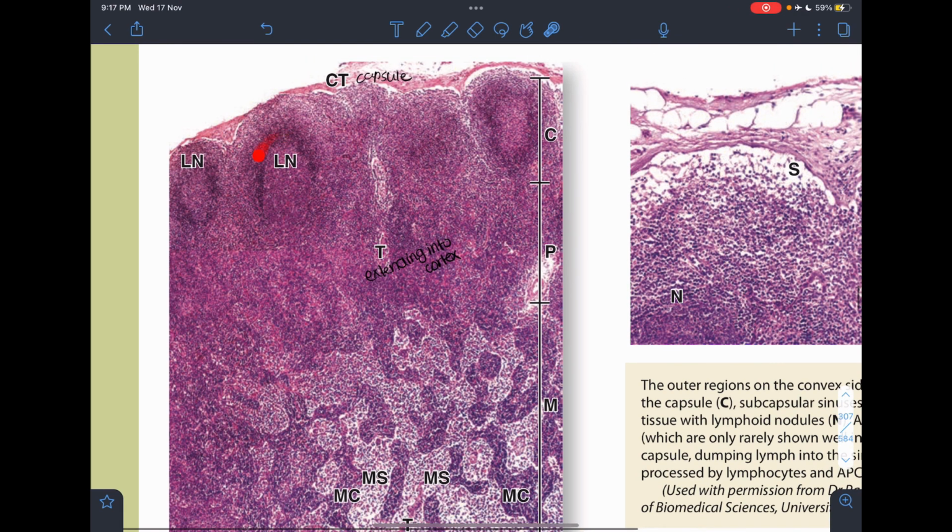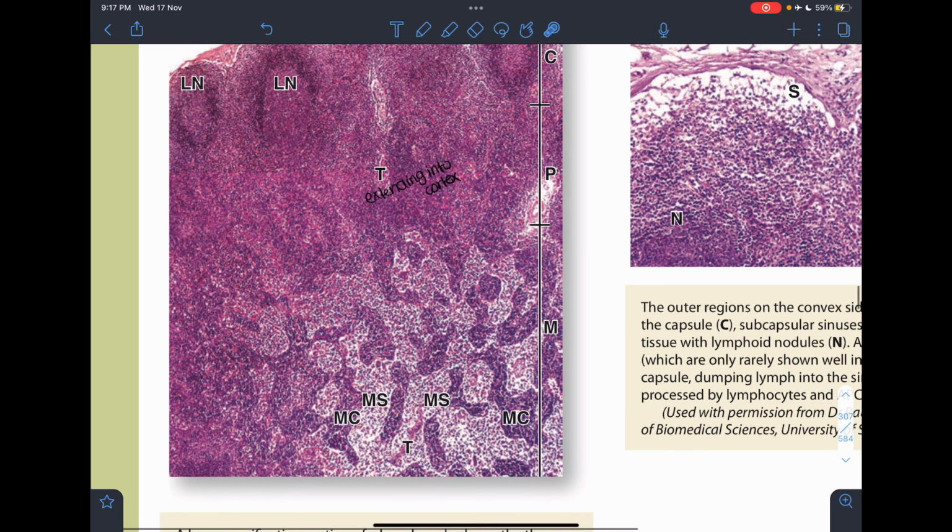Here we have nodules. Okay, here we have sinuses and cords. Whereas here there is nothing that will distinguish the paracortex from the cortex and medulla, for example, except that it's in between them. There is nothing in it. It's empty, as we said. And these are the trabeculae, which are like processes which are throughout the lymph node.